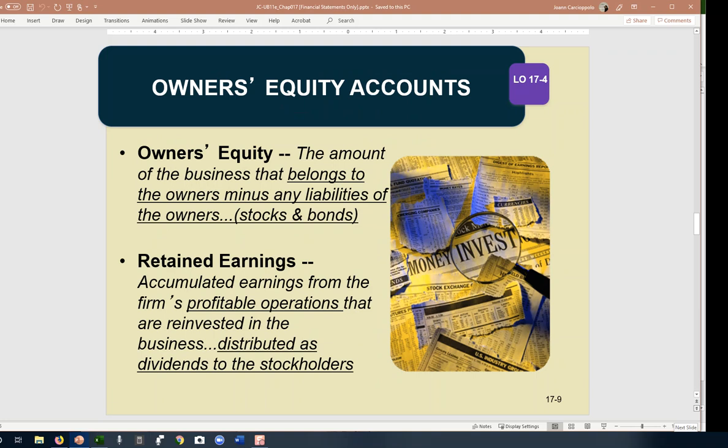Next, let's talk about the owner's equity accounts. The owner's equity is the amount of the business that belongs to the owners minus any liabilities of the owners. The retained earnings are the accumulated earnings from the firm's profitable operations that are reinvested into the business or distributed as dividends to the stockholders. Remember, the accounting equation shows that the value of the things that you own, your assets, minus the amount you owe, your liabilities, should be equal to the equity, what's left over for the owners and the stockholders.